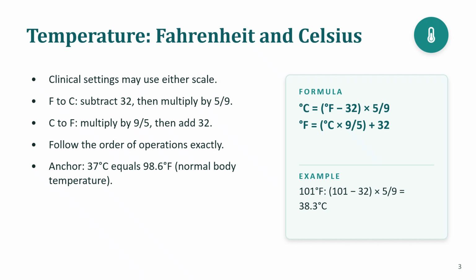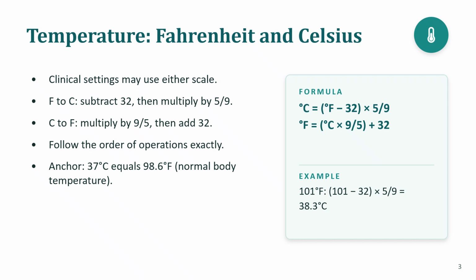A helpful anchor to memorize is normal body temperature. 37 degrees Celsius equals 98.6 degrees Fahrenheit. If your converted value lands far from what you expect for a body temperature, that is a clue to recheck.